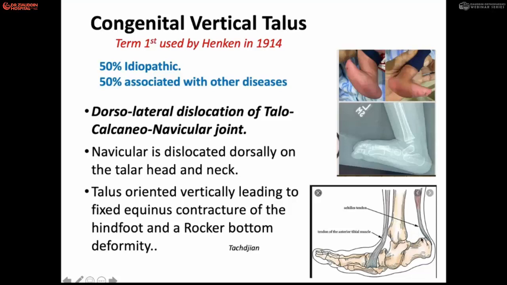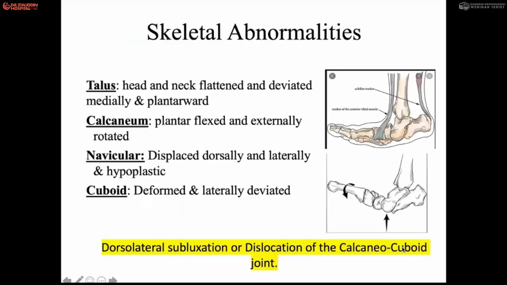There is equinus here because of the verticality of the talus and the calcaneum. The talus head and neck are flattened because of the dislocation of the navicular over the talus, and the head is also deviated medially and plantarward, which is usually felt by the finger, and it produces a rocker bottom type of deformity, which you can see here.